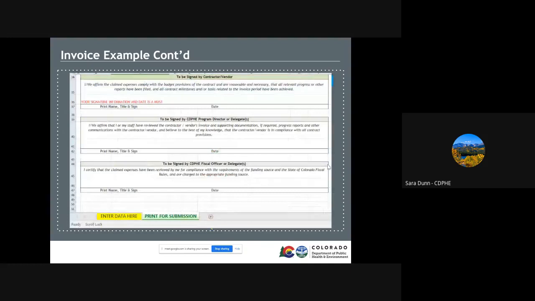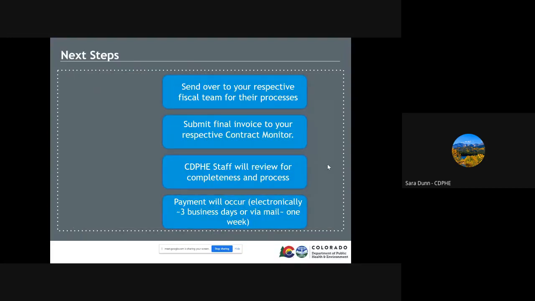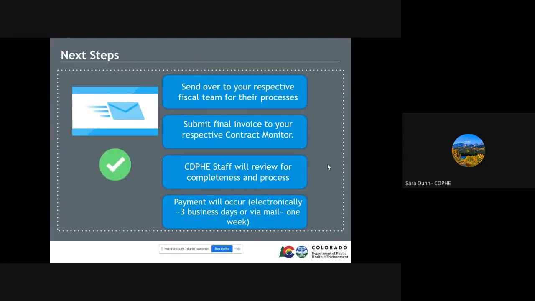On the second tab, labeled Print for Submission, all of the information that you entered copies over. The only thing you need to do on this page is enter your signature, title, and date. This step is necessary for the invoice to be accepted. Once you have all of this information, save and send it over to your fiscal staff for their processes, and then over to the CDPHE respective contract monitor.